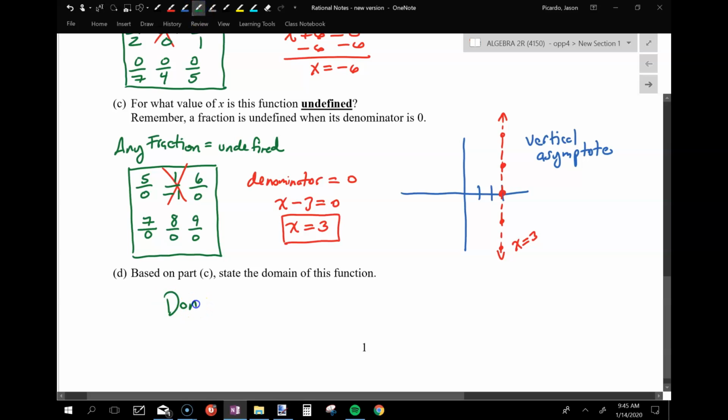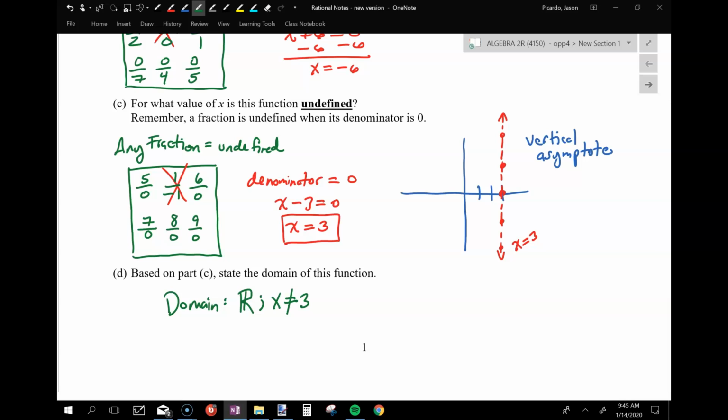The domain is going to be all reals except I'm not allowed to be 3. All reals except I'm not allowed to be 3.